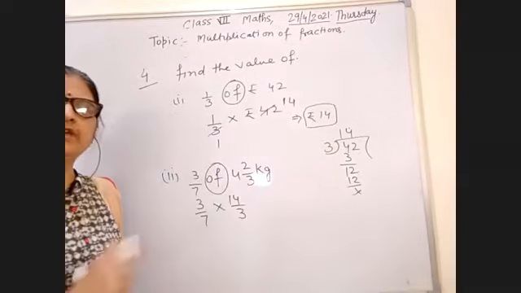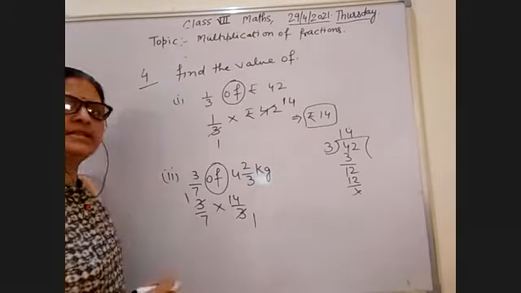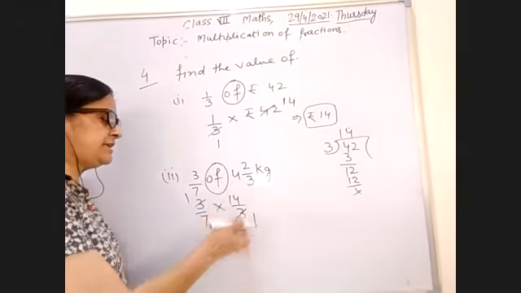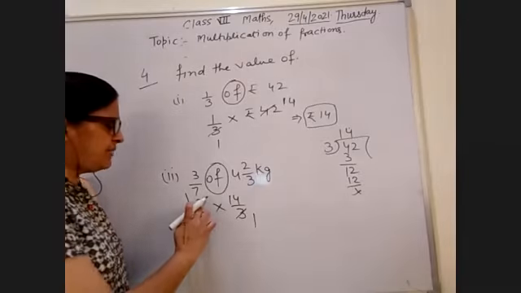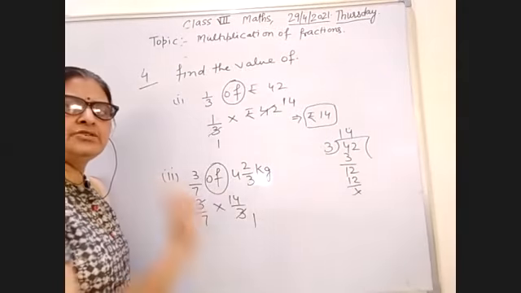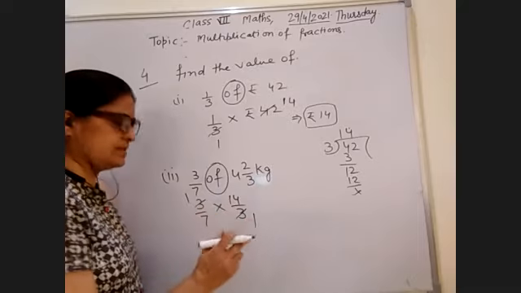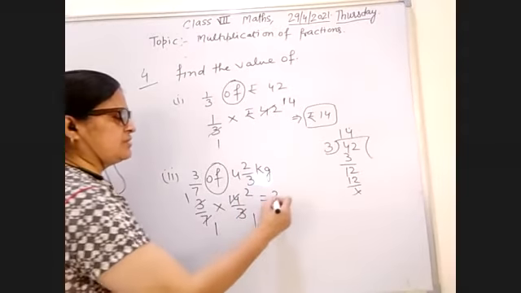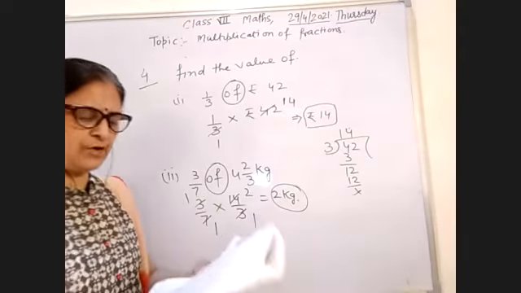14/3. Now which numbers are cancelled? 3 1s are 3, 3 1s are 3. In the cross they are cancelled. You can cancel numerator and denominator crosswise, but numerator with numerator you cannot cancel, and denominator with denominator you can't cancel. 7 1s are 7, 7 2s are 14. So your answer is 2 kg for this question.